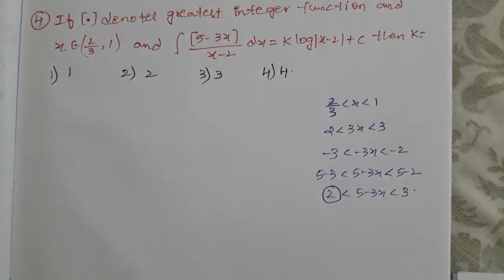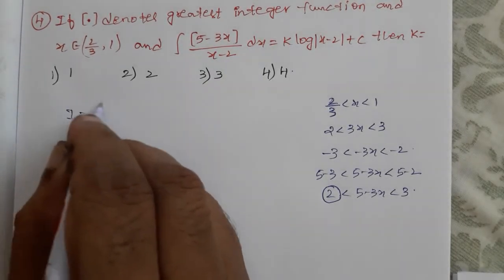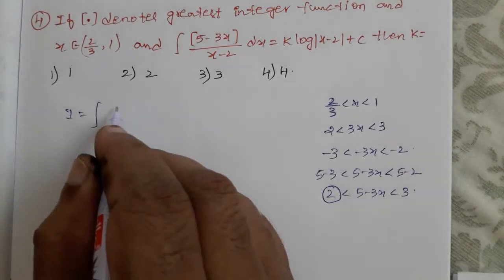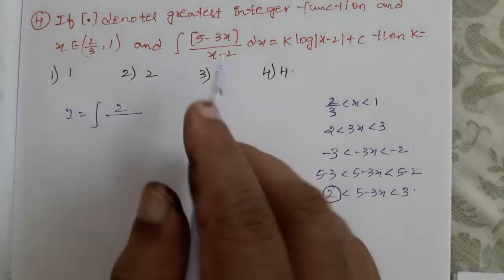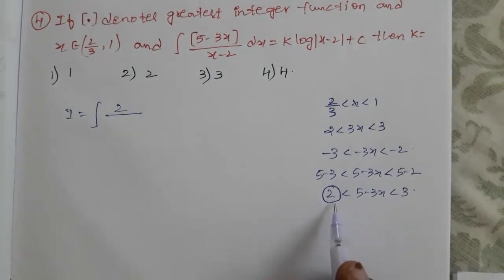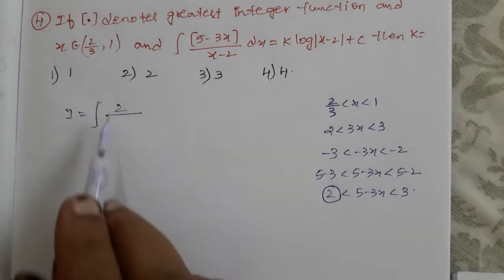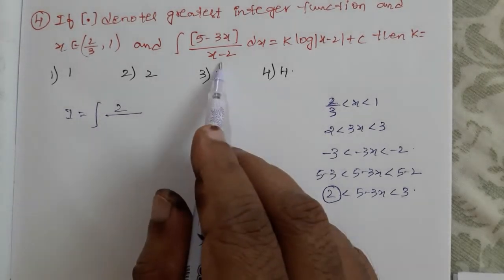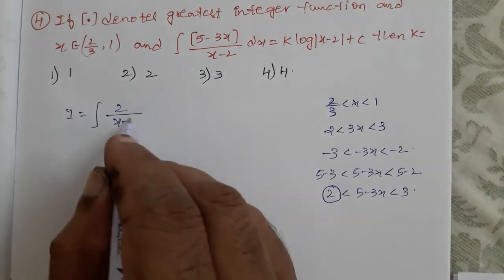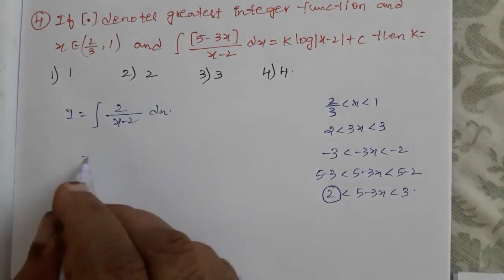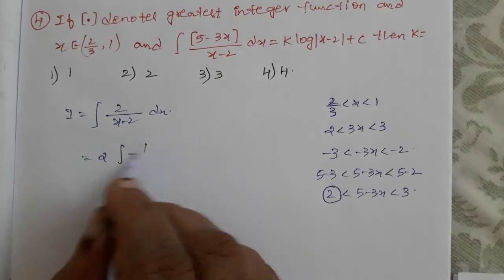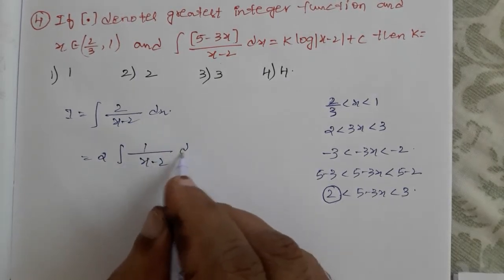Now let us start the integral. I represents the integral of [5 minus 3x] divided by x minus 2 times dx. The value of [5 minus 3x] is the least integral value. Out of 2 and 3, the least integral value is 2. That is the definition of the step function. So the value of [5 minus 3x] is 2, that's why I have written 2 here. In the denominator we have x minus 2 times dx, that is equal to 2 times the integral of dx divided by x minus 2.